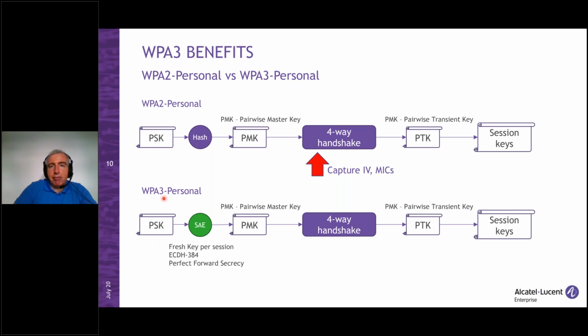What happens in WPA3 Personal? In WPA3 Personal, every time we try to generate a new session key, this PMK will be different because we are using a completely different animal in the cryptography world. This will generate a completely different bit list here. So it is impossible for any attacker to find out what is going on here, because they will not have enough time to find out information.